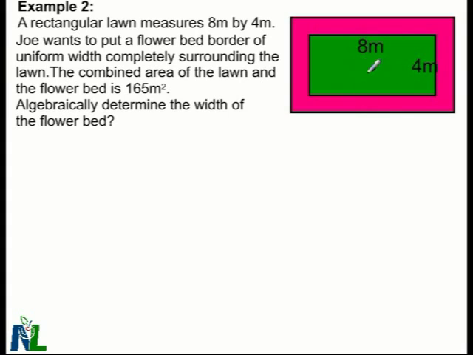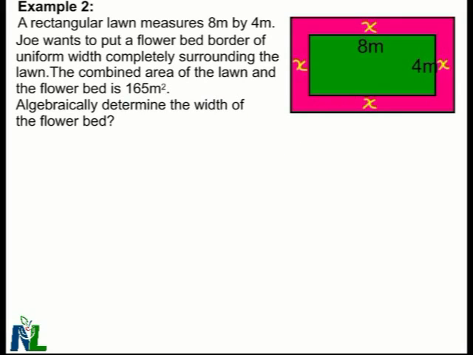meters and is going to be surrounded by a flower bed of uniform length. Because it says uniform length, I know that it will increase the width and length by the same amount on each side, which I can label x. Further on in the question, it tells me that the combined area of these two is 165 meters squared. Now I need to algebraically determine the width of this flower bed.